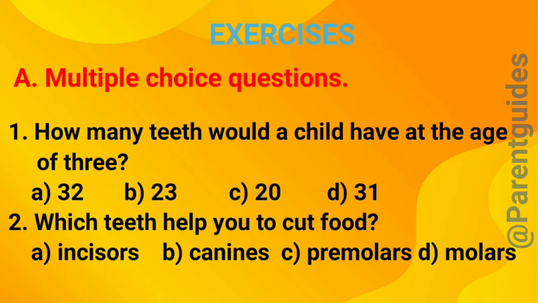Exercises. A. Multiple choice questions. 1. How many teeth would a child have at the age of 3? A. 32, B. 23, C. 20, D. 31. Answer is C. 20. 2. Which teeth help you to cut food? A. Incisors, B. Canines, C. Premolars, D. Molars. Answer is A. Incisors.